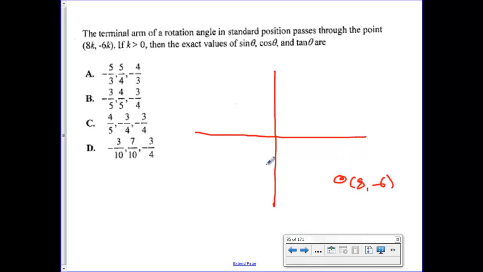If I were to ask you to estimate the angle here, it's going to be what? Between 270 and 360? Yeah. So in degrees, it's probably going to be 300 and something degrees. Well, what I could do is label the triangle now and say that this side right here is 8 and this side is negative 6. Could we find the hypotenuse? Yep. How? It's 10. Pythagorean theorem, yeah.